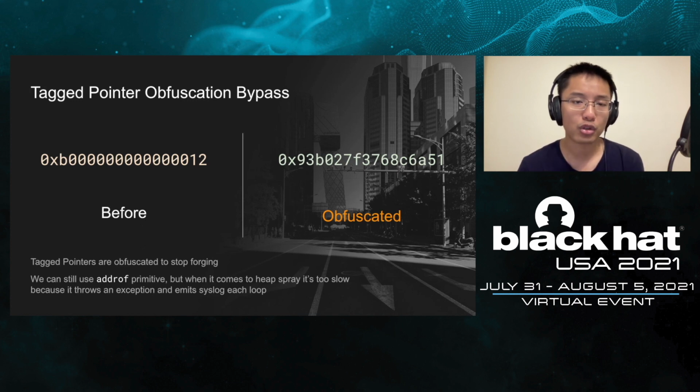In this approach, I use the tag pointer to build the fake NSNumber. On iOS 14, tag pointer has been hardened using an obfuscation. Before, it was clear to see the bits and number, but after the obfuscation, it seems totally random. At this point, we can still use the addressOf primitive thousands of times, but when it comes to heap spray, it's going to be very slow because it throws an exception every time and emits system logs.